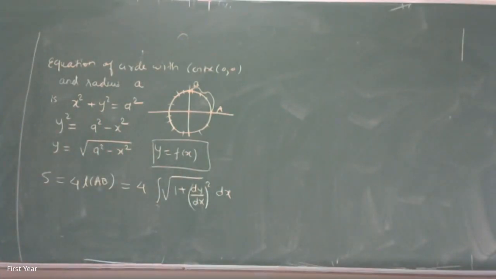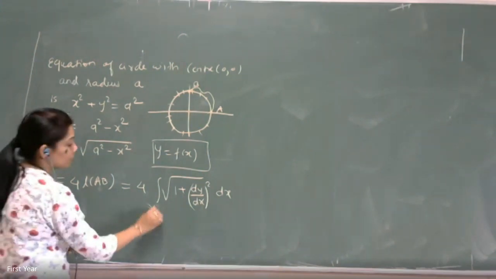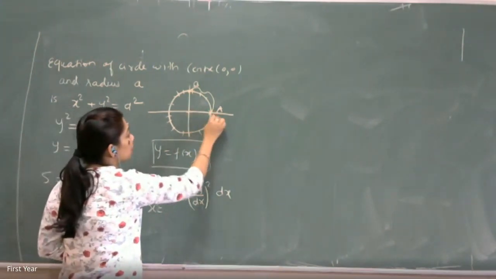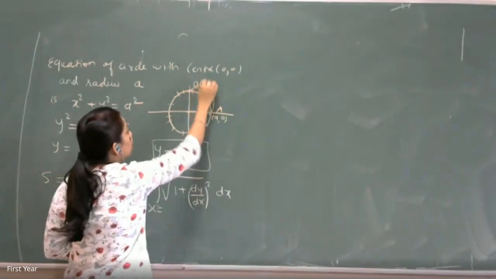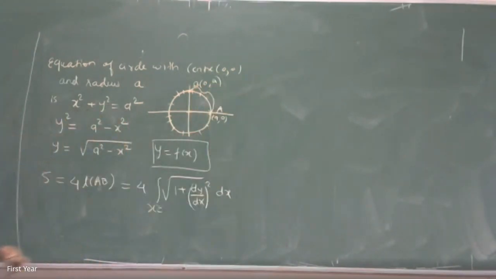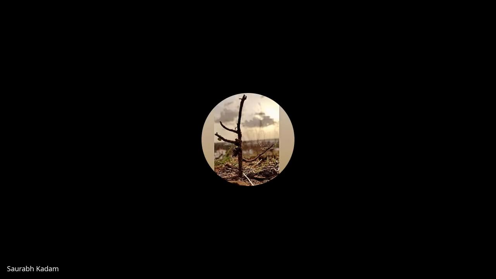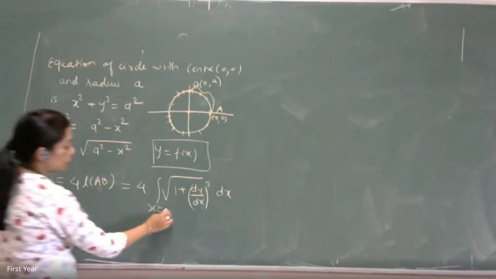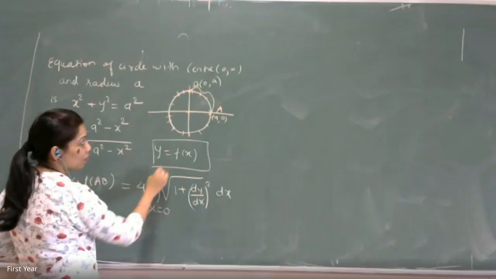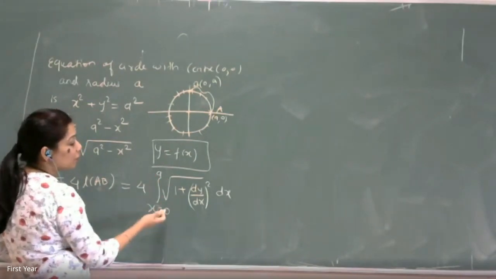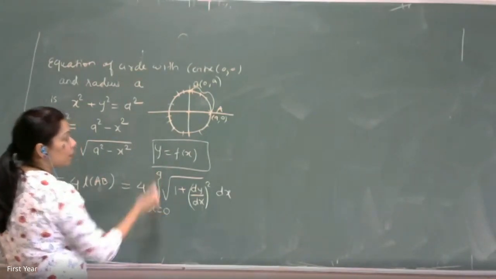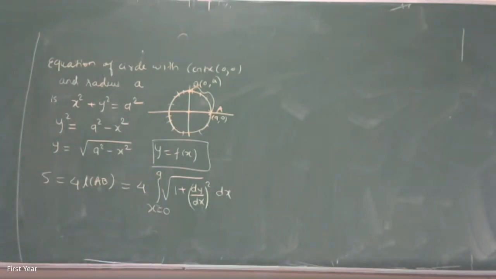Is it okay? Now what is the limit of x? This is the radius of the circle, that is (a, 0). And what is the point B? (0, a). Correct? Yes, ma'am. So therefore your limits of x are 0 to a. I won't write a to 0, because you should go from lower limit to higher limit. Always write the lower limit to be smaller, the upper limit to be maximum. Otherwise, I'll get the length to be negative, which is not allowed.